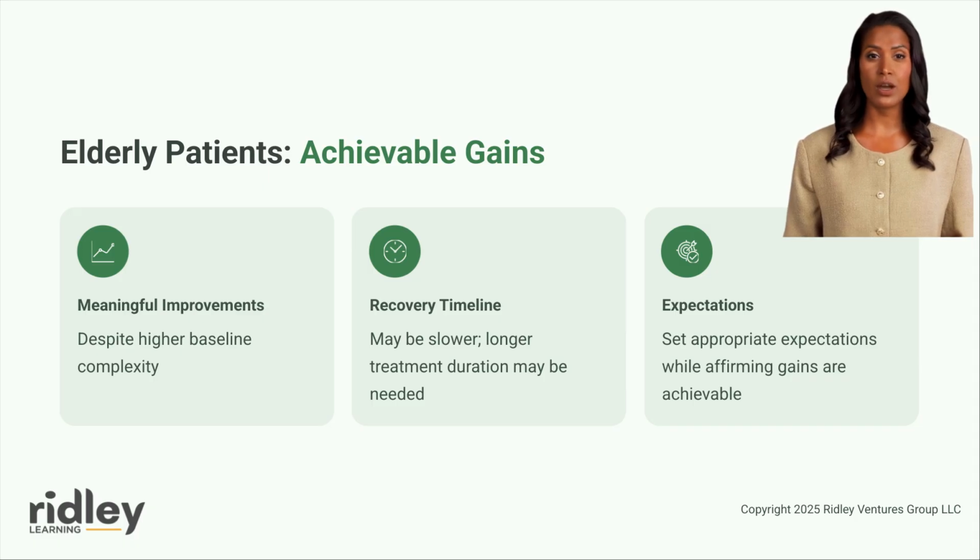Older patients may require longer treatment duration to achieve equivalent gains, necessitating extended supervised care and more gradual progression of exercise intensity. The rate of improvement during the initial weeks of treatment may be slower, requiring patience from both clinician and patient while maintaining confidence that continued participation will yield benefit. Setting appropriate expectations at treatment initiation, acknowledging that improvement may develop more gradually while affirming that meaningful gains are achievable, supports patient engagement and adherence through the early treatment phase when observable progress may be limited.